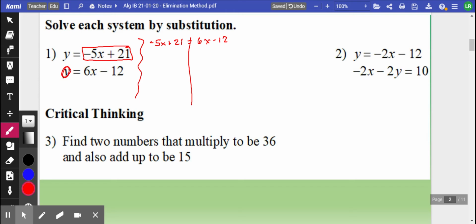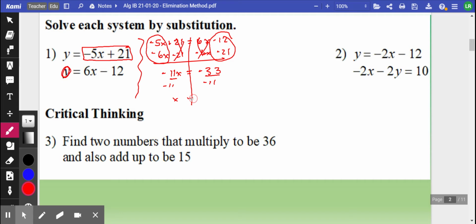Okay, variables are on both sides right now, so we need to get them on one side. Minus 6x on both sides, and they're going to be over here to add together. I have to move the 21, so minus 21 on both sides. That's 0, and I'm going to add those up. And I'm going to get negative 11x equals negative 33. Finish him. Divide by negative 11, and x equals 3. So I have that part.